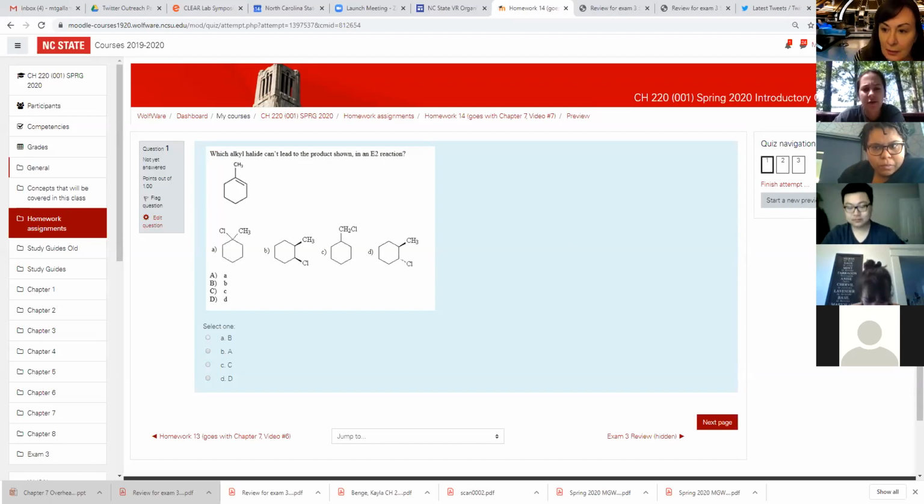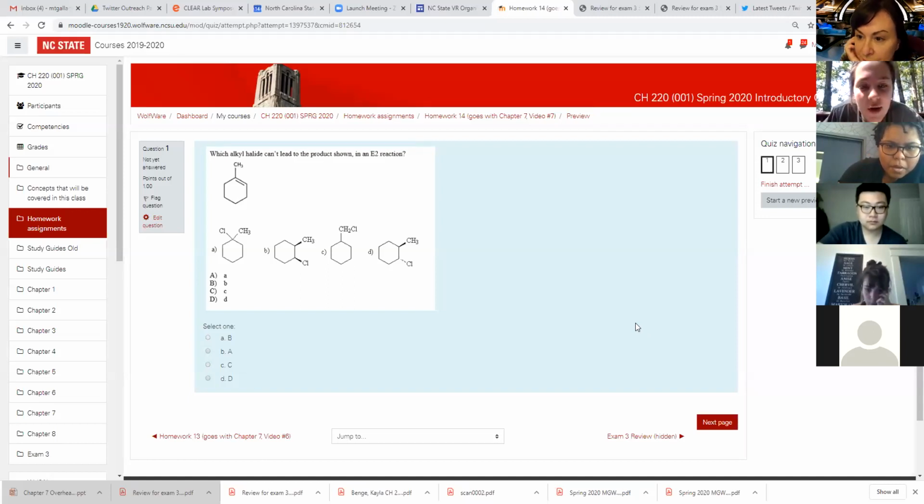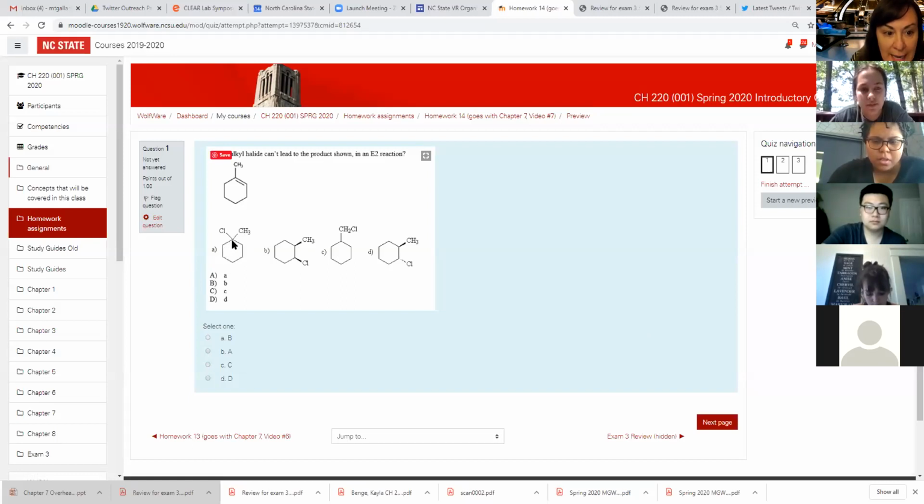Someone said for A, will the double bond be in 3 positions, or will it only form in the ring? Can you say that louder? Can you hear me now? Yes. Okay, someone said for A, can the double bond be in 3 positions, or will it only form in the ring? And for A, the double bond can be formed here, or it can be formed here, or it can be formed on the outside of the ring. Any of the carbons that are touching this carbon can make a double bond.